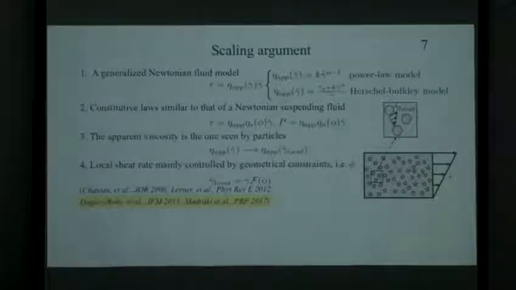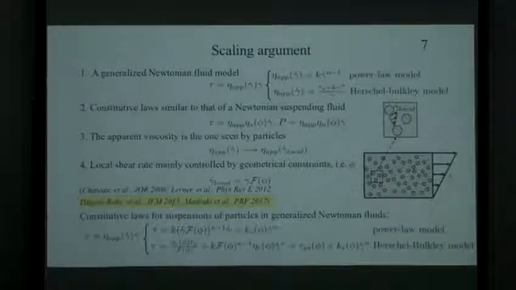So having all of these ingredients, I can substitute back and come up with a closure for suspensions of non-Brownian particles in generalized Newtonian fluid. And in summary, that's the message. You start with a power law suspending fluid. You add particles into that. The rheology is still power law, but with a consistency that depends on the solid volume fraction.